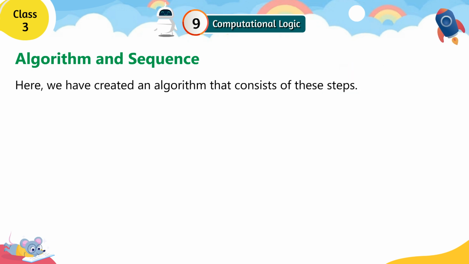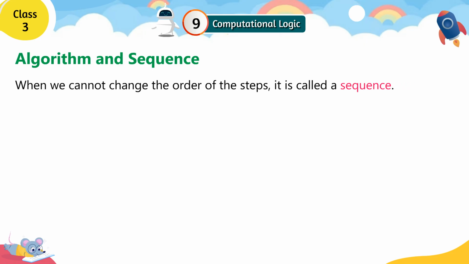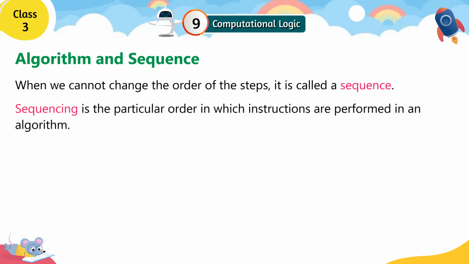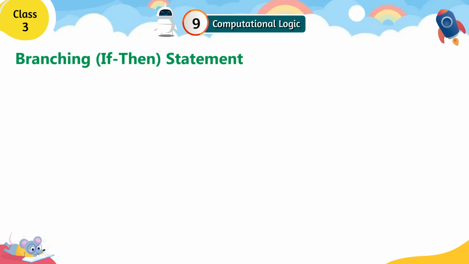Here, we have created an algorithm that consists of these steps. Each step is an instruction to be performed. When we cannot change the order of the steps, it is called a sequence. Sequencing is the particular order in which instructions are performed in an algorithm. Code byte. The word algorithm is derived from the name of a Persian mathematician, Al-Khwarizmi, who worked on algebra, arithmetic, astronomy and solving equations.